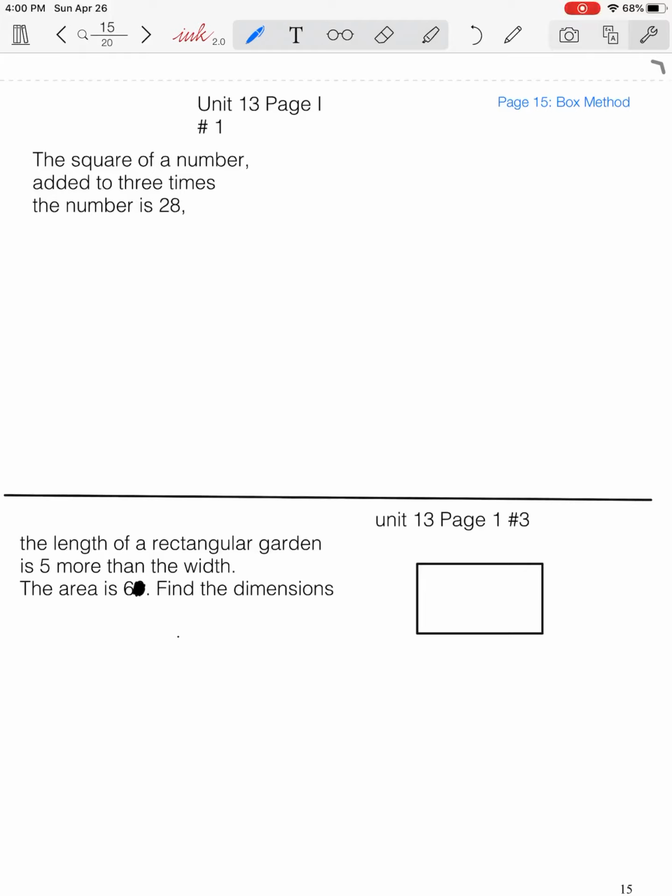Good morning, guys. We're going to work on two different types of word problems today. You have to remember how to factor. I hope we do. This is what we did before we left school.